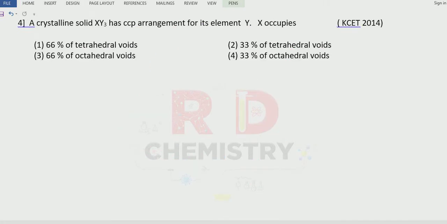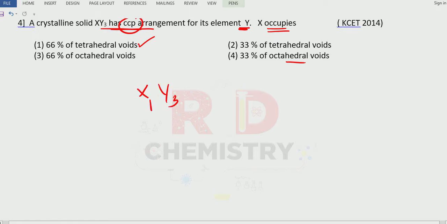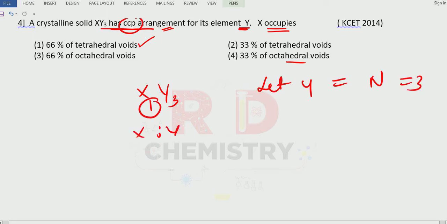Question number 4. A crystalline solid XY3 has a CCP arrangement, cubic close pack arrangement, for its element Y. X occupies tetrahedral and octahedral voids, and percentages are also given. See the formula, we have got XY3, X1 Y3. Now the CCP is made up of element Y. So the X and Y ratio is 1 is to 3. So let the number of Y be equal to N, which is equal to 3.